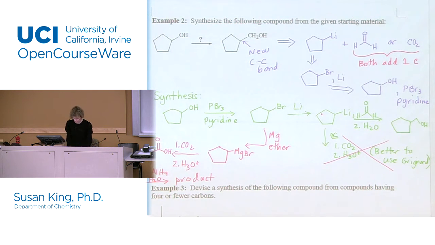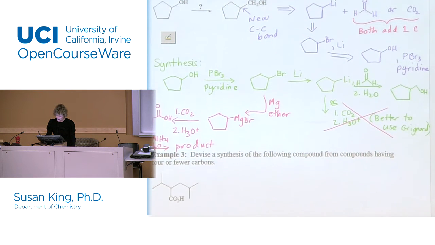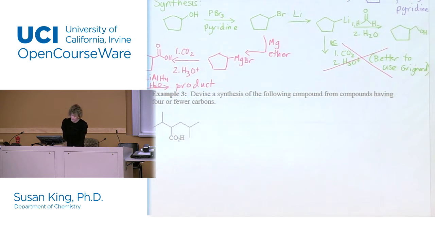This is: devise the synthesis of the following compound from compounds having 4 or fewer carbons. All right, so this one's a little bit more complicated. More complicated carbon skeletons here. So what's popping out at me immediately is that carboxylic acid, the CO2H group. And I'm going to go retrosynthetically here. And I know I can make it the same strategy we just did here. So make a Grignard, and then we have CO2. And then we follow that by adding acid to make a carboxylic acid.